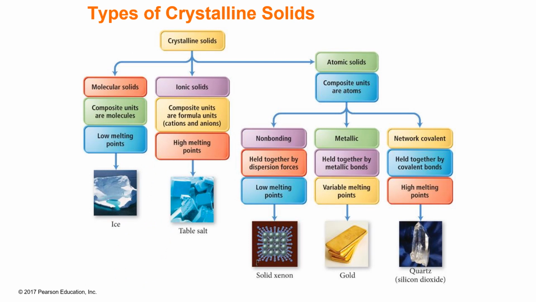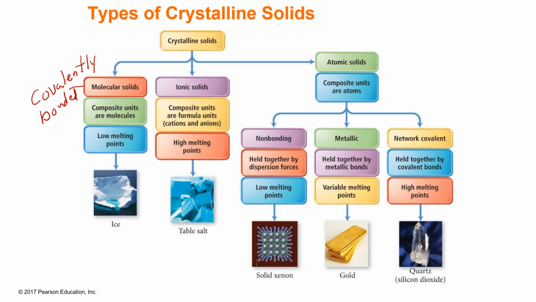There are lots of different types of crystalline solids. We have molecular solids made out of molecules, so these are covalently bonded. These would be things like ice. They tend to have lower melting points than things like ionic solids. Ionic solids, remember, are made out of metal and nonmetal with an ionic bond. They have much higher melting points. So these are things like table salt or sugar.